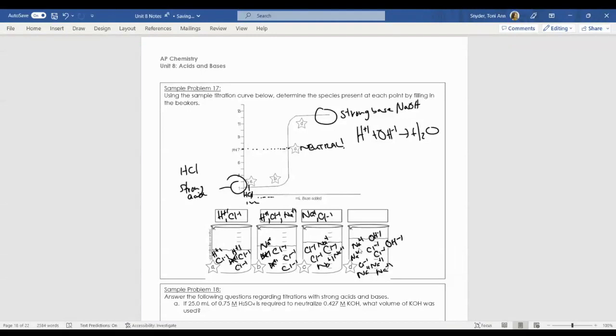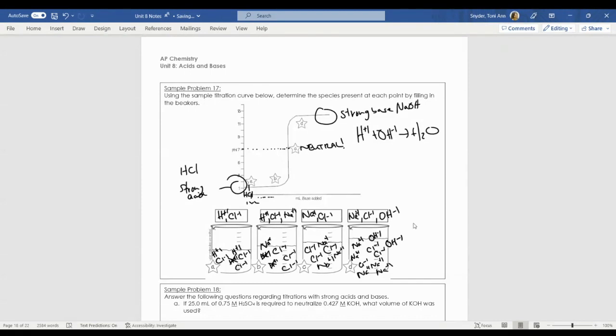Now, of course, you might not always include spectator ions, and that's okay. But in this case, I wanted to show you that those spectators are in there the whole time. So at part C, you would have your spectators, sodium and chloride. But because your base is in excess at this point, you would also have those hydroxide ions.